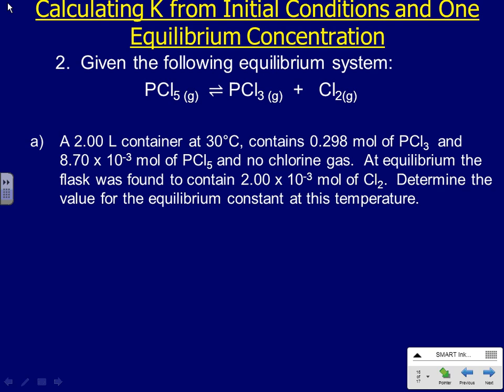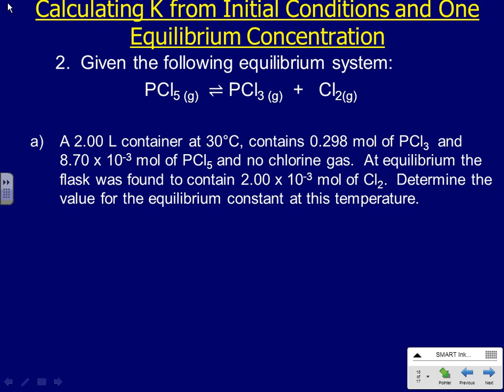So in this question, we're given all of the initial concentrations: 2.98 moles of PCl3, 8.70 times 10 to the minus 3 moles of PCl5, and no chlorine gas. So here we are given all the I's and just one E.